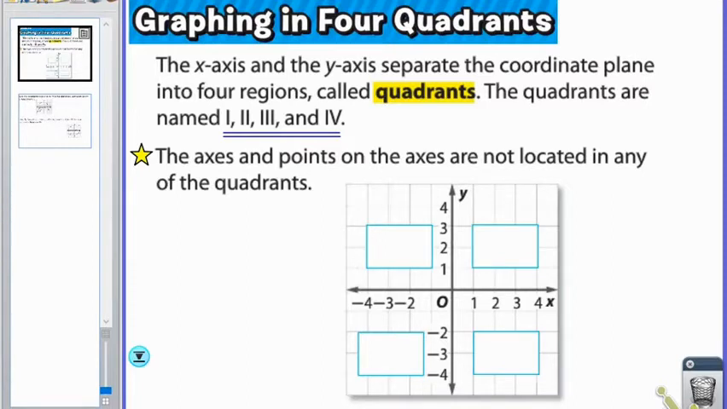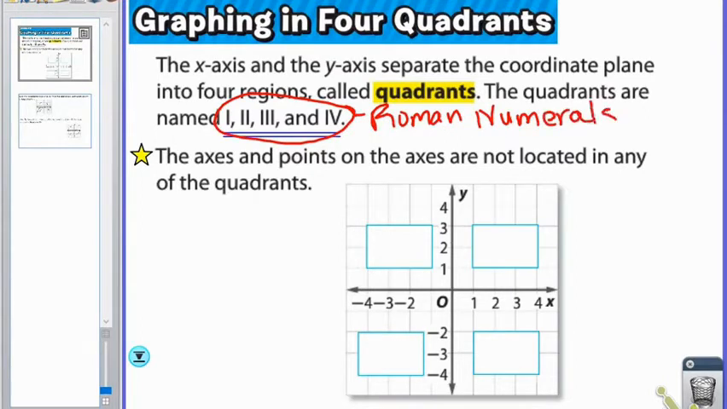They are the quadrants, and again, please make sure that you are using Roman numerals, not just your regular integers 1, 2, 3, and 4. We want to use Roman numerals to show that. The axes and points on the axes are not located in any of the quadrants. So this is very important. The points on the axes are not in the quadrants. It is very important for that.